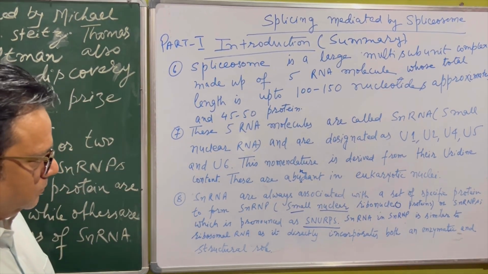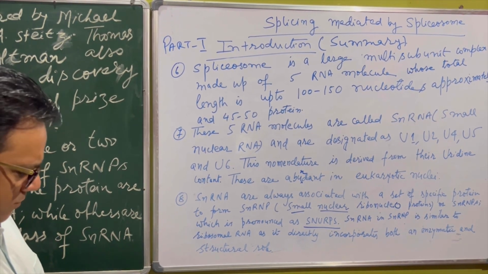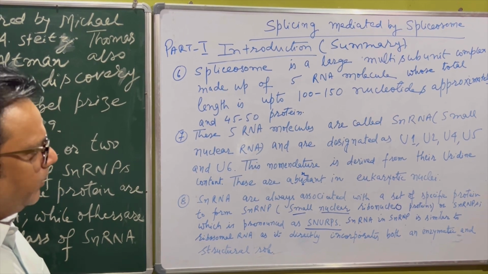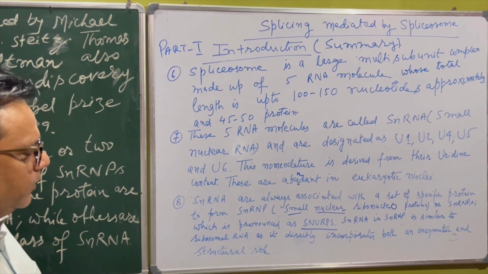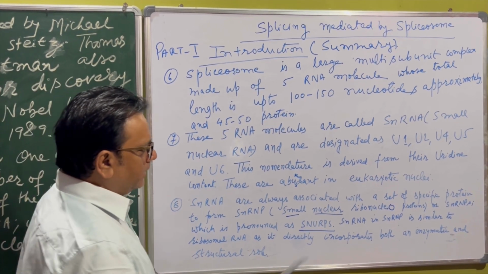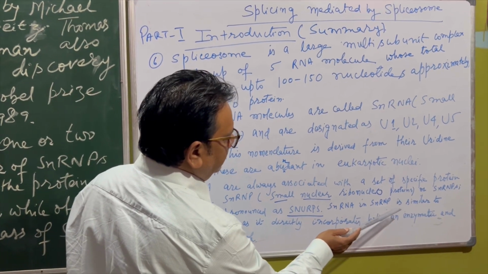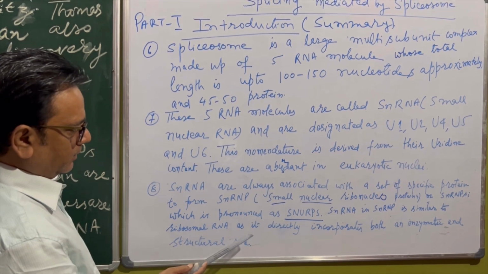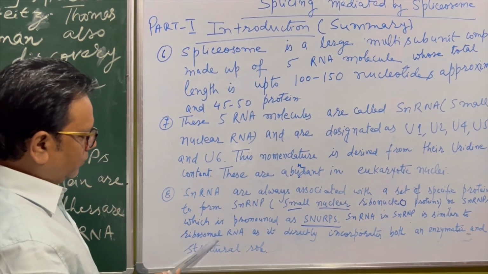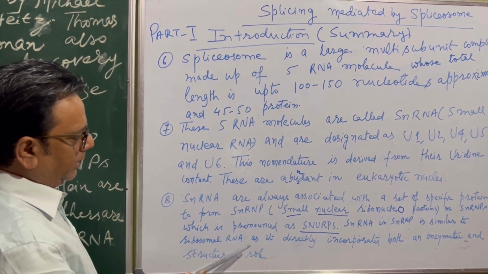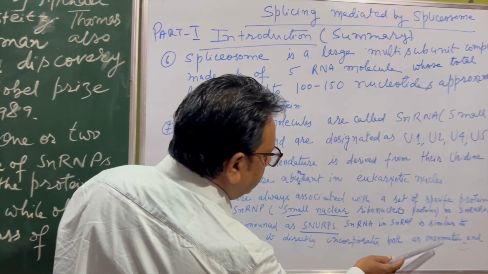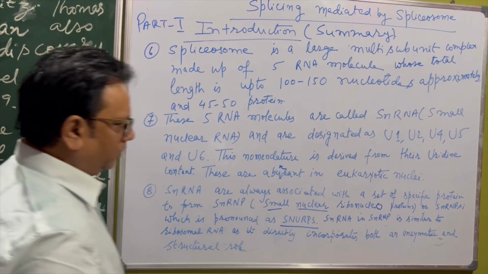Okay. Now, what I have said is that it will bind with a specific protein, but it has been found that snRNA in snRNP is similar to ribosomal RNA. Why? Because it directly incorporates both an enzymatic and a structural role.